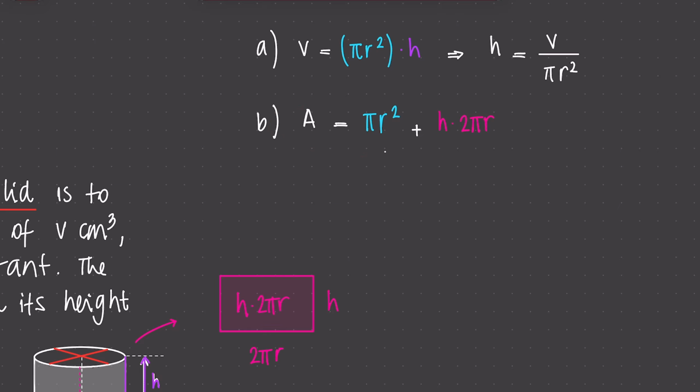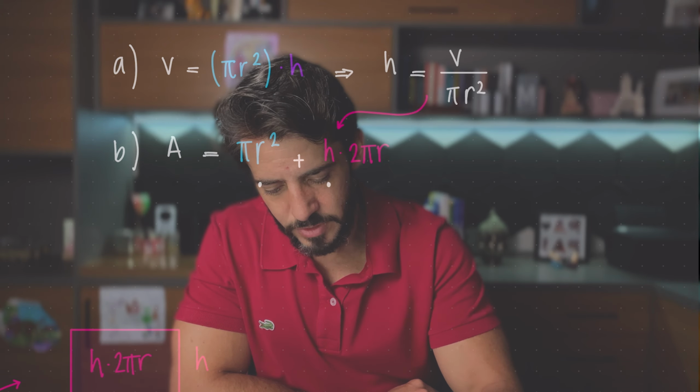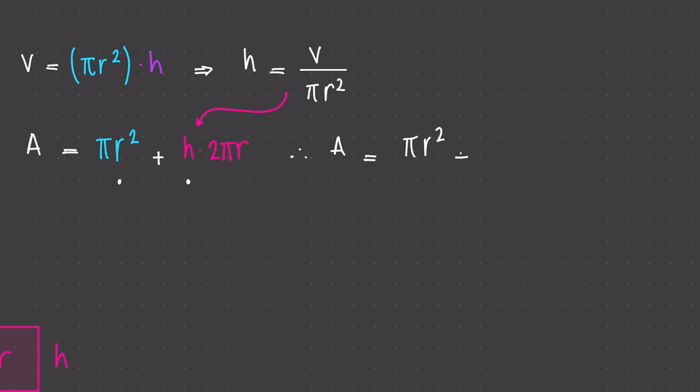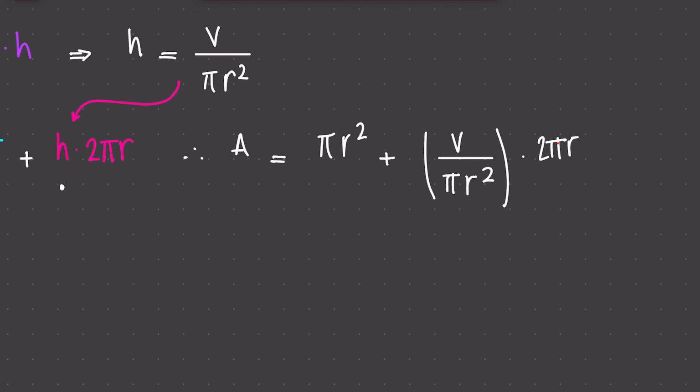Now, do notice that this is a function of r and h, which is a problem, not only because the question mentioned that we need to write it as a function of r only, but also because we can only differentiate these models, these functions, when they are written as a function of one variable only. So we're going to convert h to r using item A. We are going to substitute h over here, and that is going to give us pi r squared plus V over pi r squared times 2 pi r as the surface area as a function of r only.